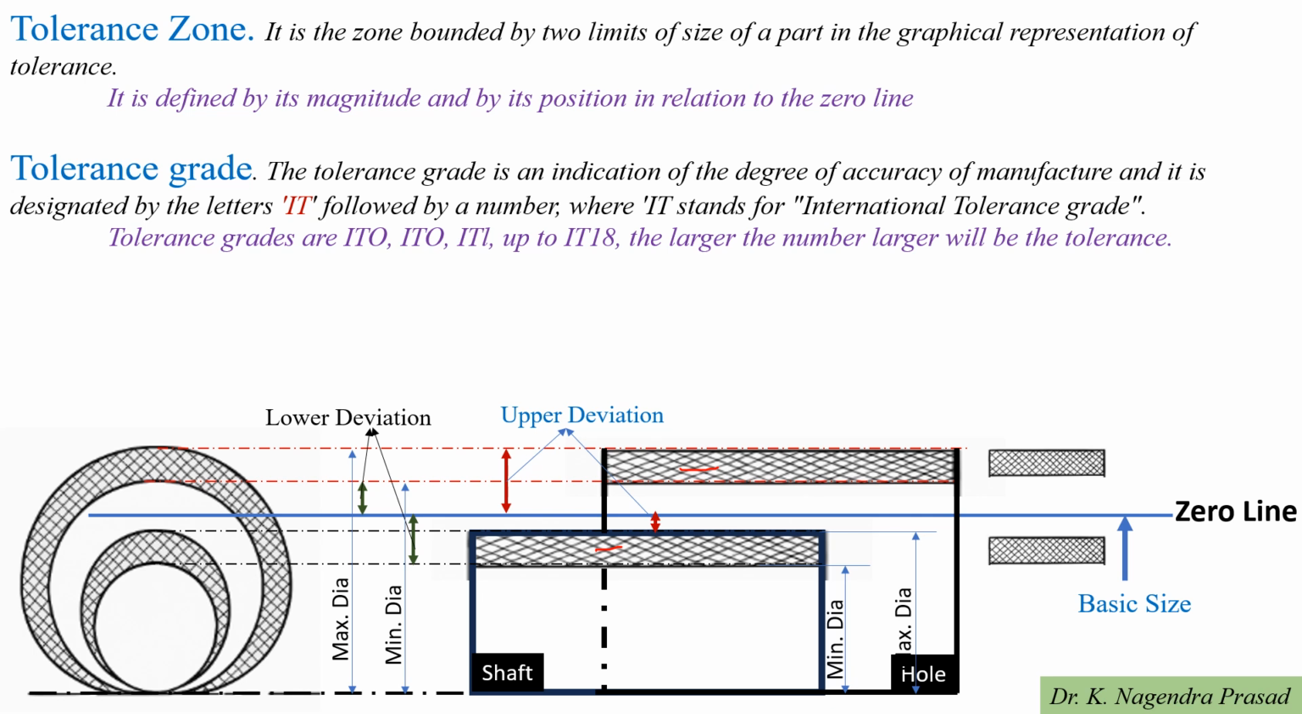So next, tolerance grade. The tolerance grade is an indication of degree of accuracy of manufacture, and it is denoted by the letters IT followed by a number, where IT stands for international tolerance grade. These tolerance grades are IT0, IT1 up to IT18. A larger number will give a larger amount of tolerance. So this is the schematic you have to observe. This is the tolerance zone for the hole, and similarly, this is the tolerance zone for the shaft.